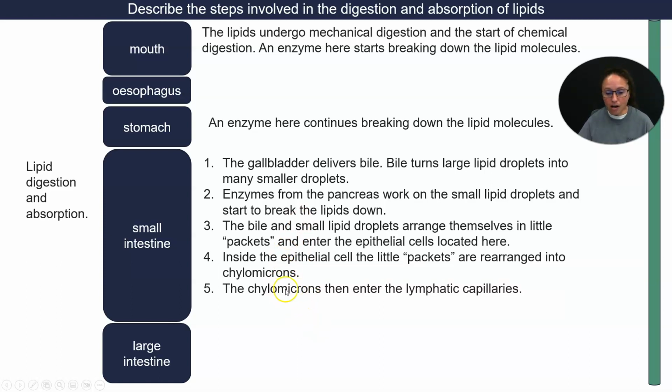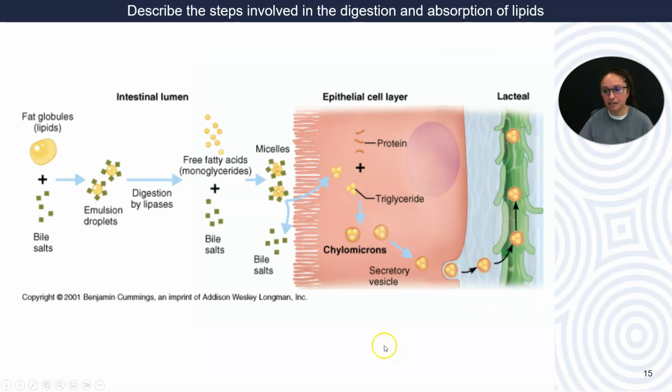Then the chylomicrons enter the lymphatic capillaries. So the lipids don't go straight into the blood. They go into the lymphatic system, which eventually ends up in your blood anyway.